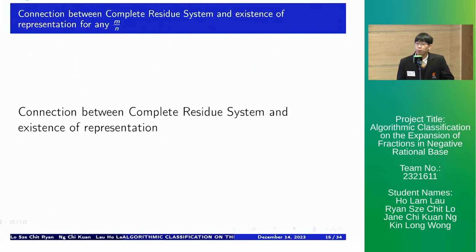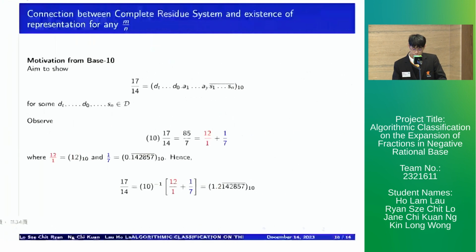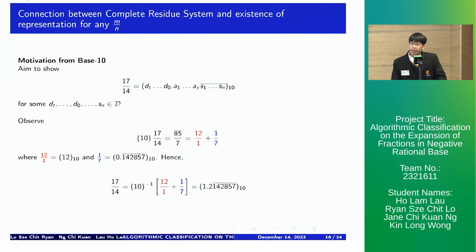Now we will show the connection between the complete residue system theorem and the existence of representation. So we will give some motivation from base 10. Consider we want to show the existence of representation of 17/14. First, we multiply by the base so that the denominator of the new fraction is 7, which is co-prime to 10. Then we split into two fractions, where the red one has an integer expansion and the blue one has a primary recurrent expansion. Now we can add those two expansions together and divide by the base to get the expansion of the original number.